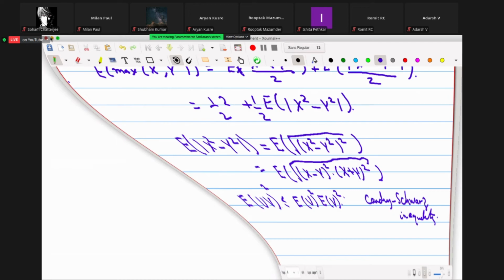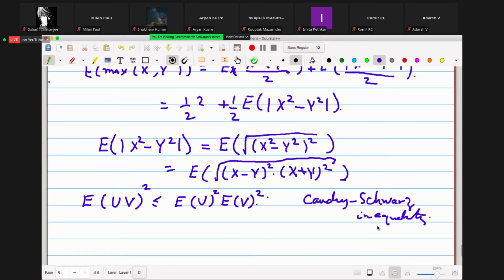Square is inside the bracket, absolutely, but for one of them only. Here it is, square inside the bracket. This is what you need to use. Once you use this, you write here, basically, this (x minus y) square is x square plus y square minus 2xy.